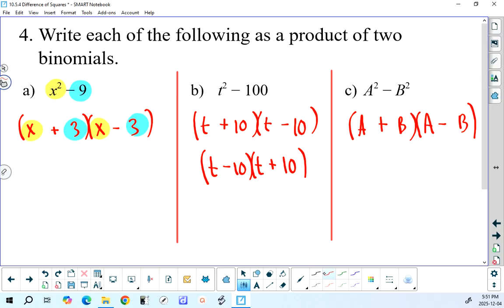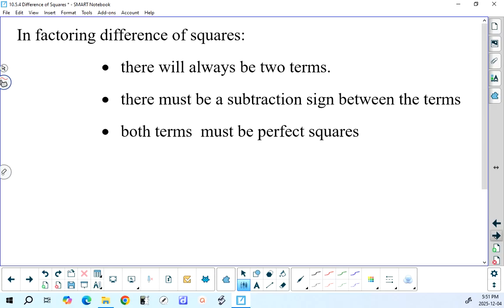That's really the lesson. Let me summarize things and then we'll burn through a bunch of examples together. In factoring a difference of squares, there will always be two terms. This is how we recognize it. There must be a subtraction sign between the two terms, and both terms must be perfect squares. So for example, p squared minus 81 is a difference of squares because there are two terms, p squared and 81. There's a subtraction sign between them, which means it's a difference of them, and they're both perfect squares.